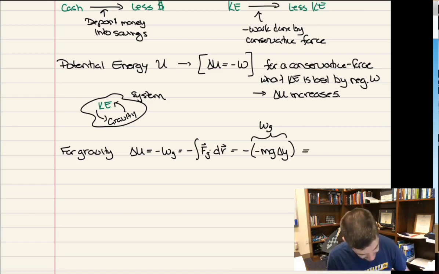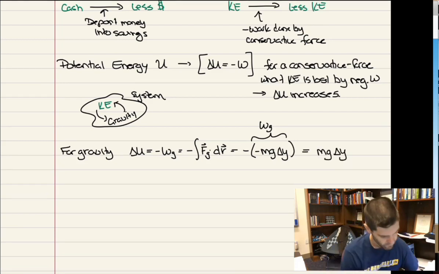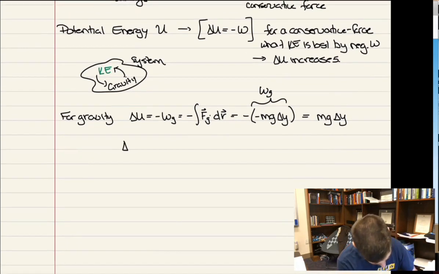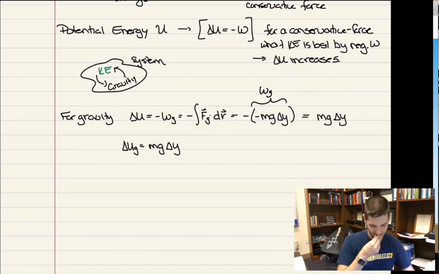So in this case, we can define the change in gravitational potential energy as mg delta y. Let's see, I think that deserves a highlight.